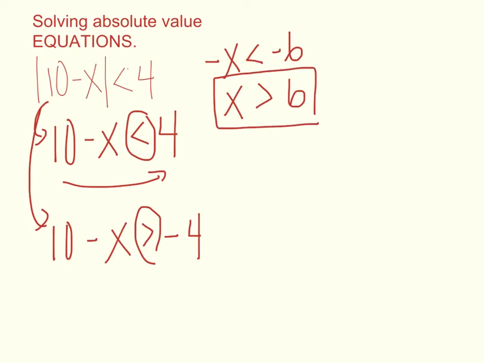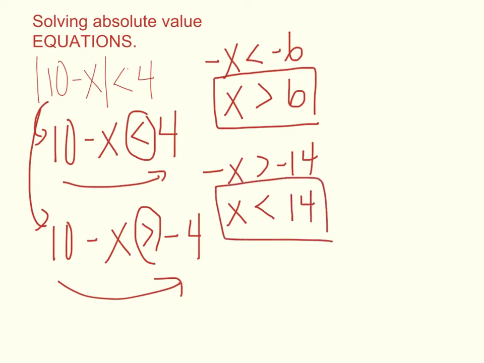All right, let's go ahead and look at this one down here. So I'm going to this time again move the negative 10 over. So I have negative x is greater than negative 14. And watch this. Divide both sides by negative. Switch the sign. So those are our two. I would graph that. Here is my 6, here's my 14. I want things that are greater than that and less than that. So this would be the region that I'm looking for.